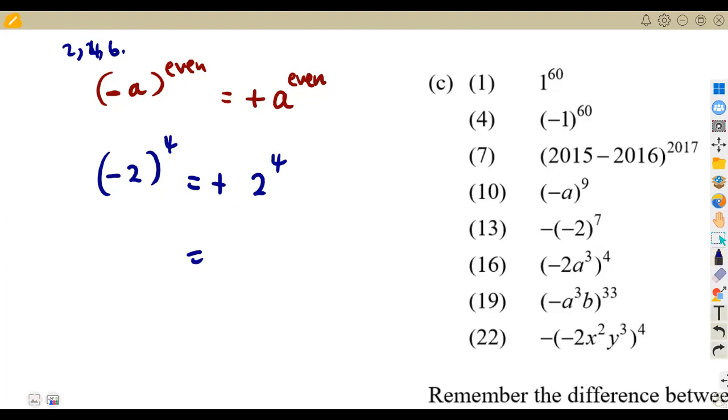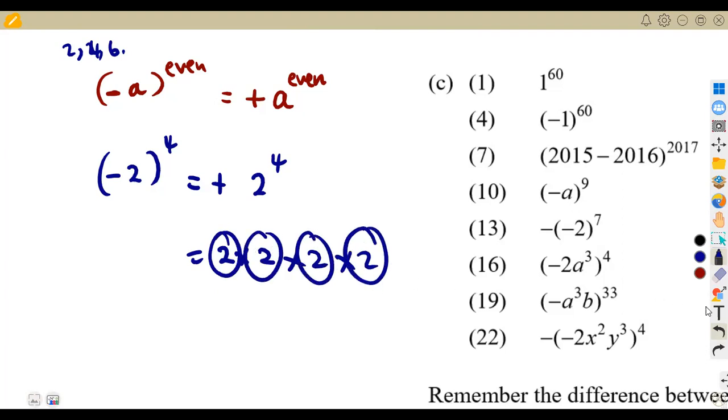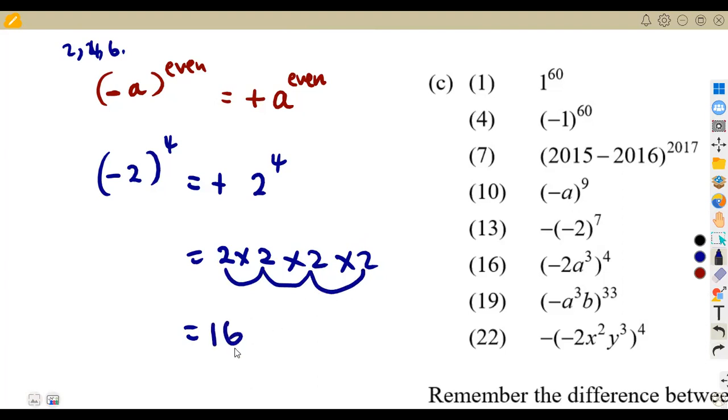You can just use your calculator, or you can multiply this 4 times: 2 times 2 times 2 times 2, that's 1, 2, 3, 4. So if we do this, what are we going to have at the end? We're going to obtain 16. 2 times 2, that's a 4. 4 times 2, that's an 8. 8 times 2, which is a 16.